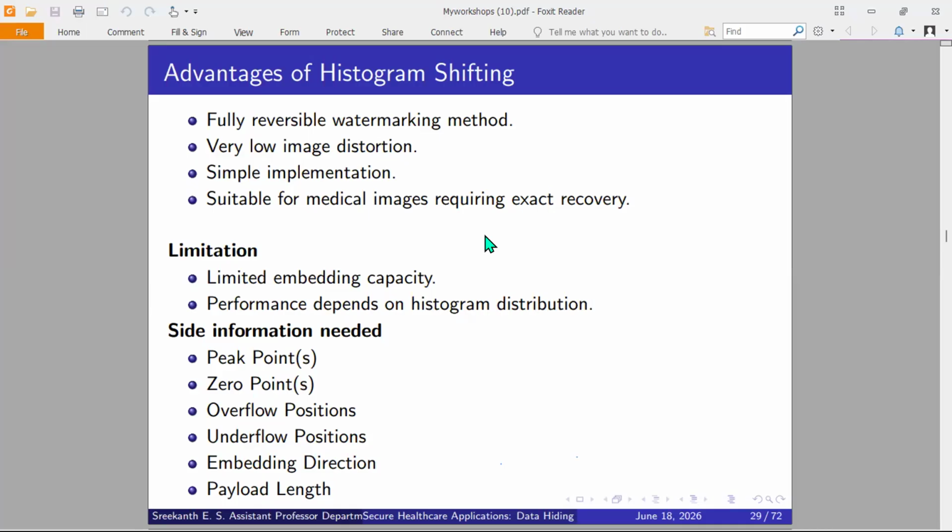Then embedding direction. Embedding direction means whether we are shifting back or shifting forward, as just explained before. Okay, and there is one more thing we need to understand. What is payload length? If you have 50 bits to embed, you need not deal with the other bits, right? So payload length is very important to communicate with the receiver, because otherwise it will shift additional pixels, thinking that they are watermark embedded. Okay, so that is very important.